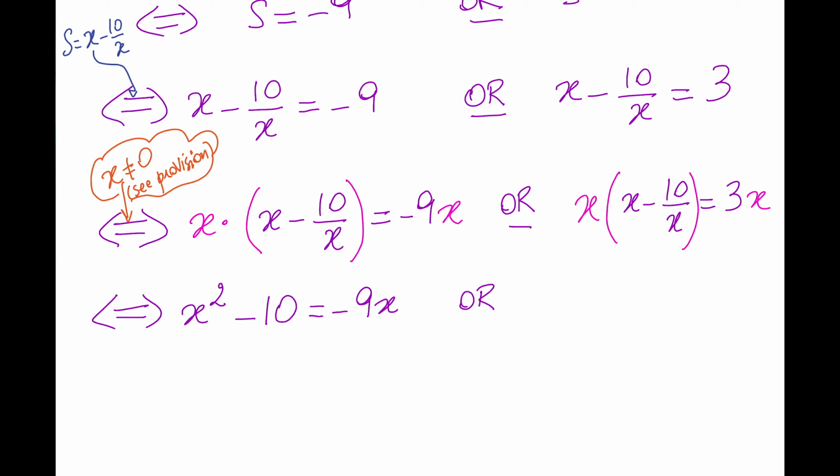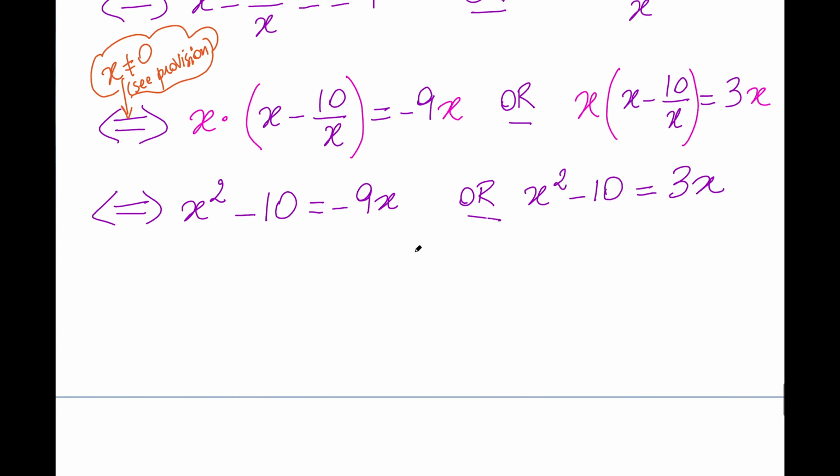Or, same game. x times x is x squared, and x times this quotient, x times 10 is 10x over x. 10x over x is 10, with that negative sign, equals 3x. Agree?